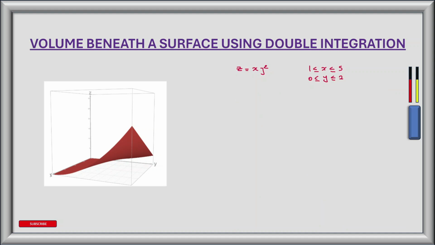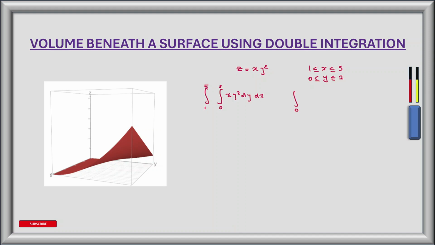Now during the presentation I said we could do the integral across the x-axis first or the integral across the y-axis first. So let's demonstrate that we can actually do that. This time we want to integrate from 0 to 2 xy squared dy, and then integrate from 1 to 5 the result of this function, which will be a function of x, by dx, along the x-axis. So let's integrate along the y-axis first.